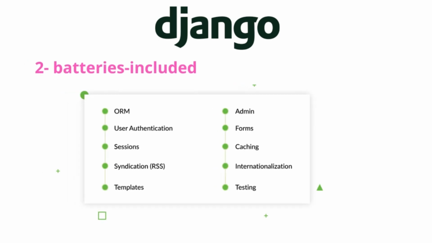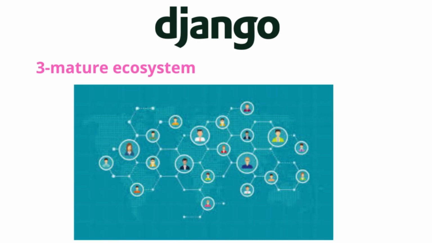2. It is known for being batteries included, with built-in features like an ORM, templates, forms, authentication, and an admin panel. 3. Django has a mature ecosystem with a large community and thousands of third-party packages available.